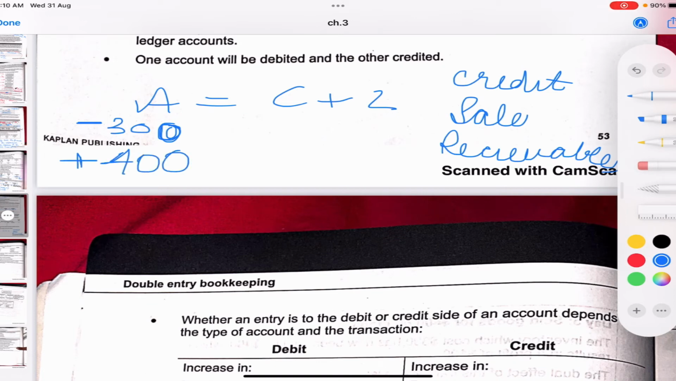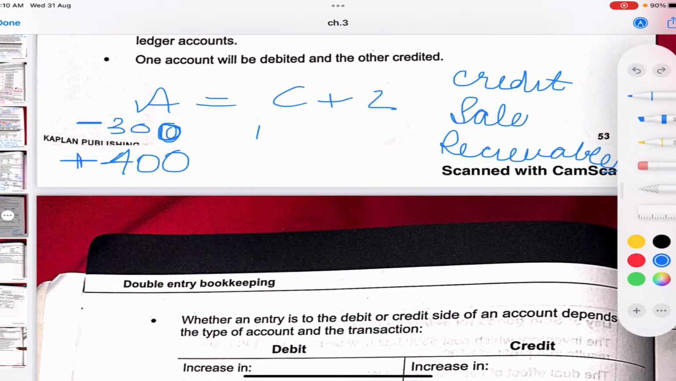You need to receive $400 from somebody, which is an asset. Now $100 is our profit. So profit gets added to the capital or equity. So now I think it's clear for you all how you make the equations. Clear? So the equation gets balanced.